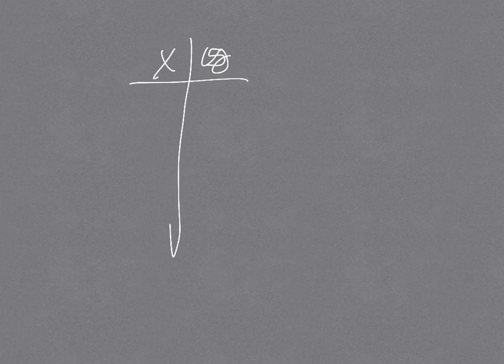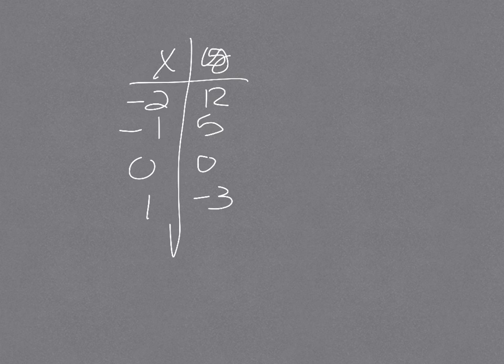So let's look at, let's say that I've got x and y, and I've got -2, 12; -1, 5; 0, 0; 1, -3; 2, -4; 3, -3. Okay, let's say that I've got this table.